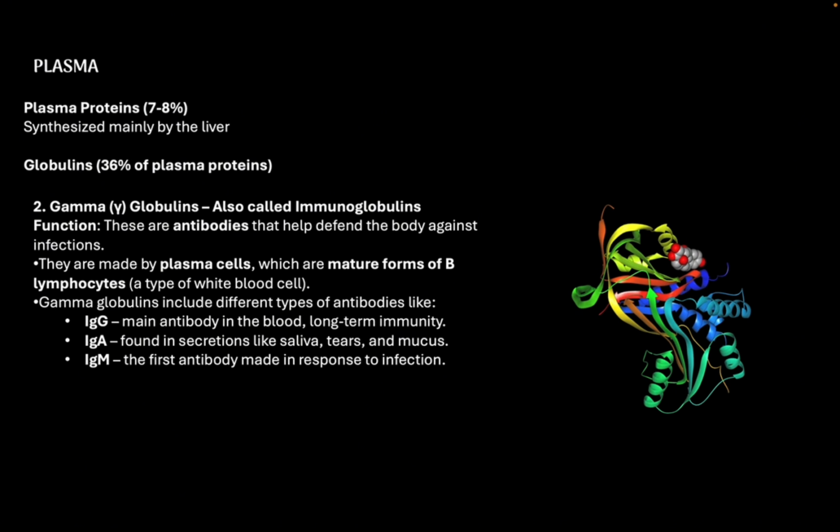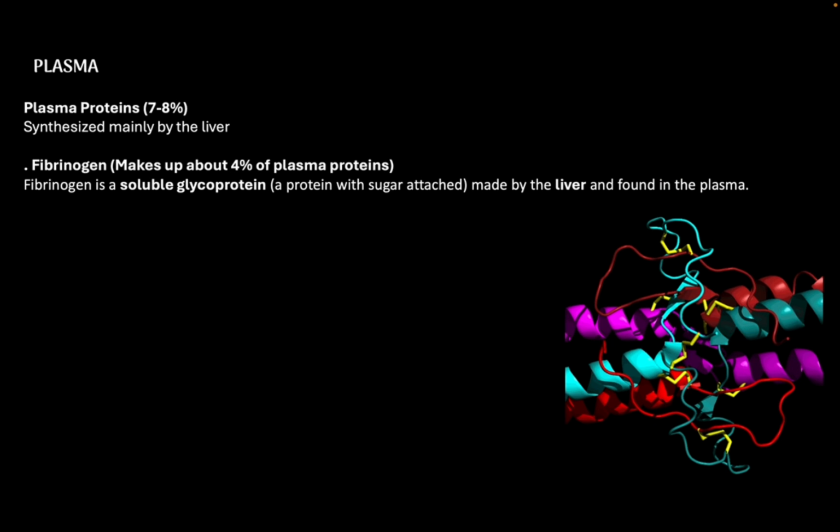There are different types like IgG, IgA, and IgM. IgG gives long-term immunity, IgA is found in secretions like saliva and mucus, and IgM is the first antibody made during an infection. Then we have fibrinogen. This protein plays a vital role in blood clotting.